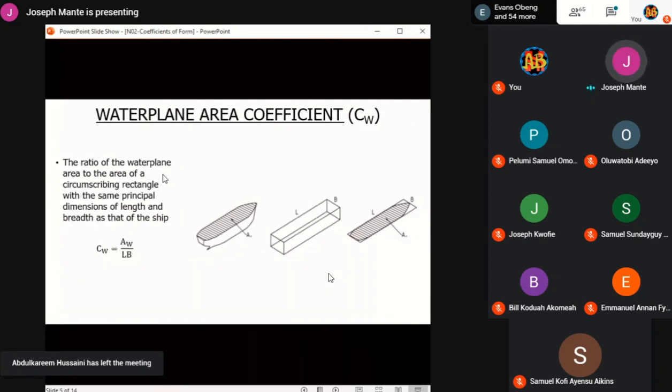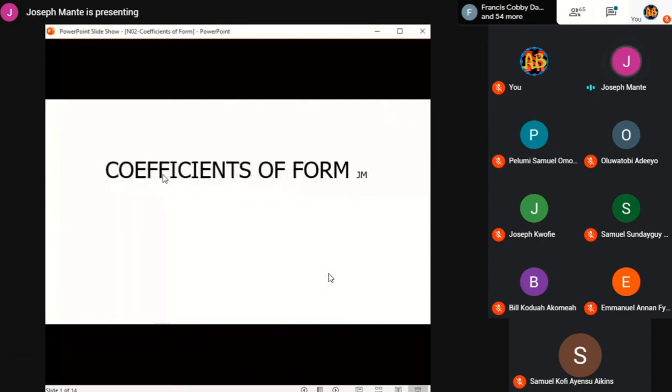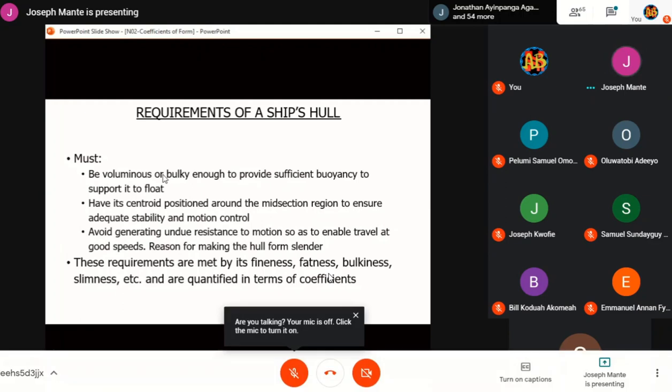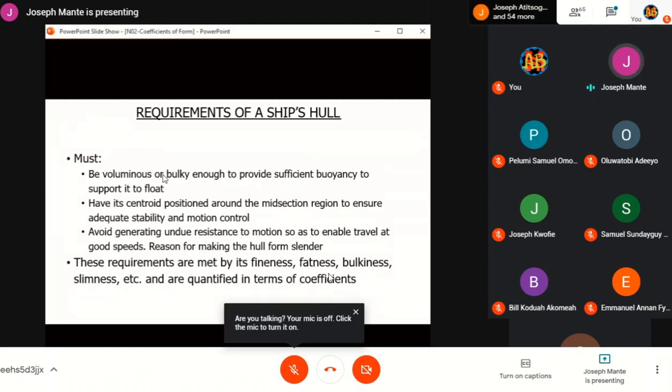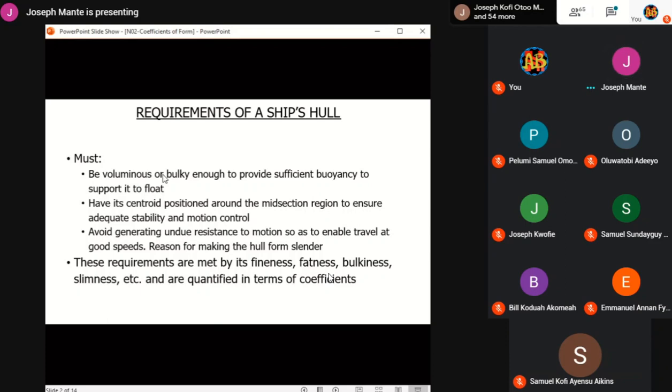All right, so coefficient of forms. Requirement of a ship's hull. Every ship has a certain form. When you take container ships, their hull form might be different from tanker vessels.